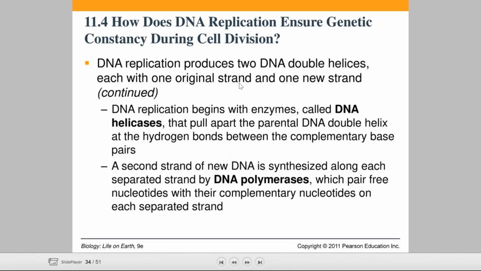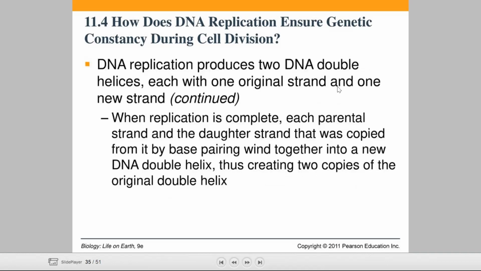So we go into further detail now. DNA replication has the objective to produce two DNA double helices, each with one original strand and one new strand. There are several types of enzymes involved in this process. The first one is the enzyme called DNA helicase, which pulls apart the parental DNA double helix at the hydrogen bonds between the complementary base pairs. The second is that a new strand of DNA is synthesized along each separated strand by DNA polymerases, which pair free nucleotides with their complementary nucleotides on each separated strand.